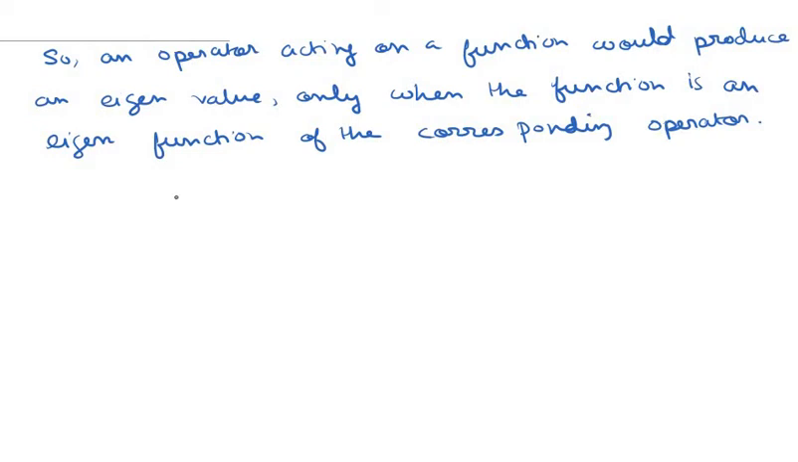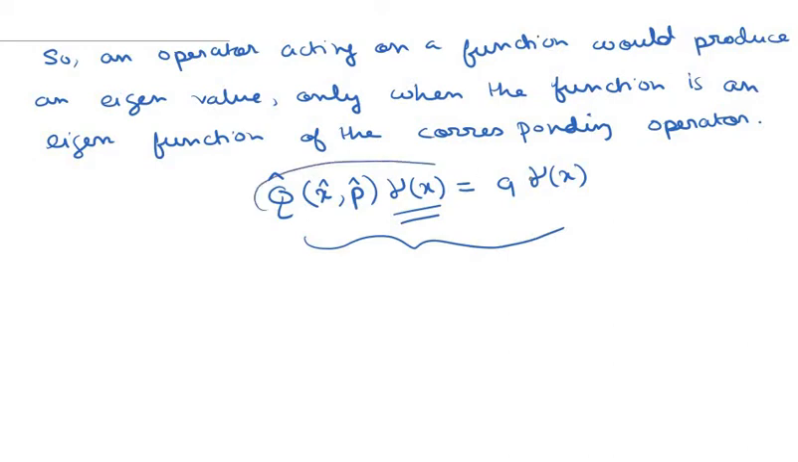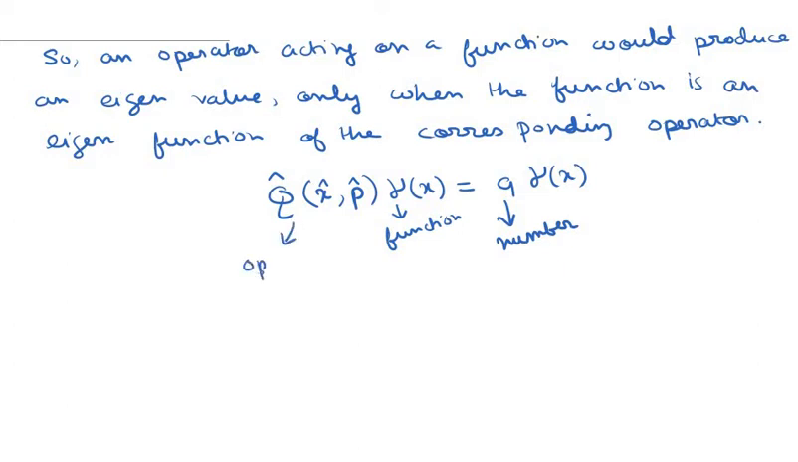Eigenfunctions are nothing but the solutions of this equation. The eigenfunction gamma x is the solution for gamma x for this kind of equation. Note that q here, this small q, is just a number. This gamma x is a function, and q is basically an operator.